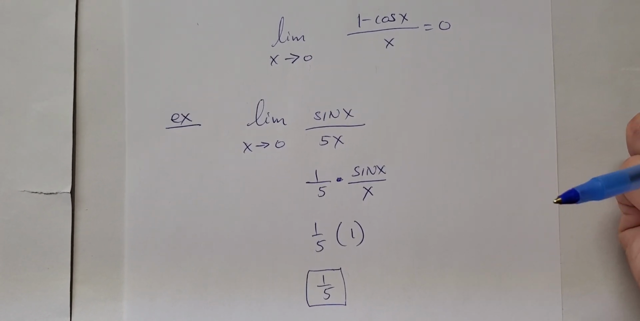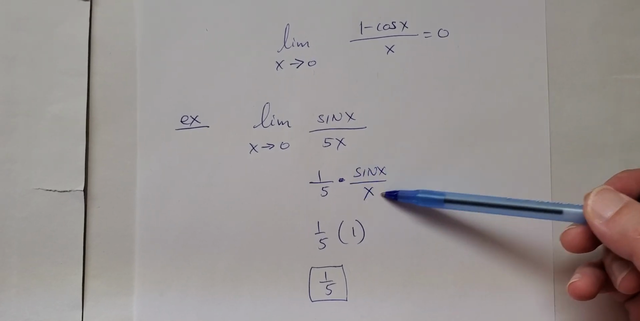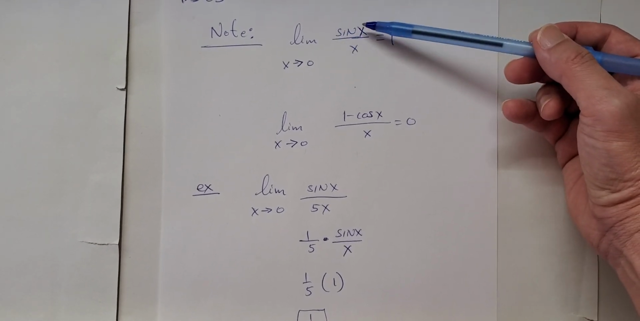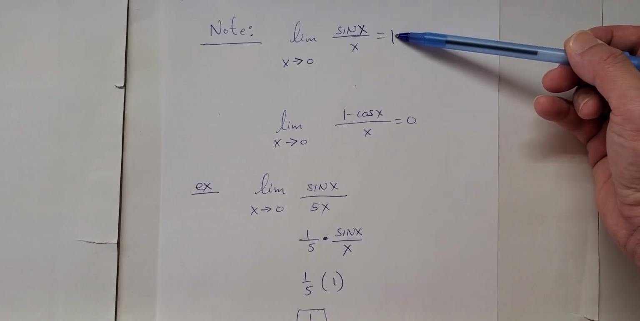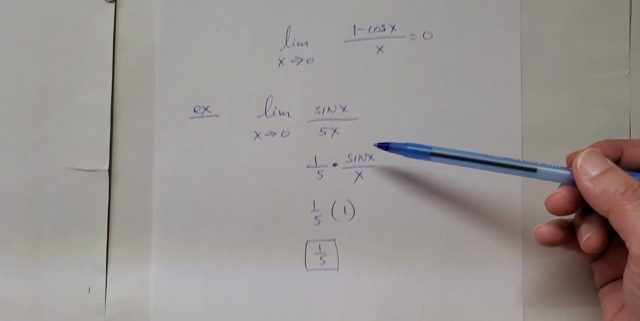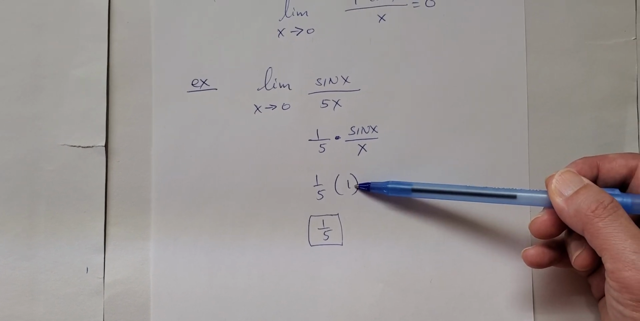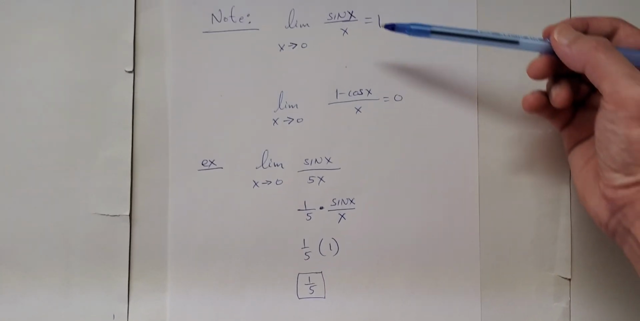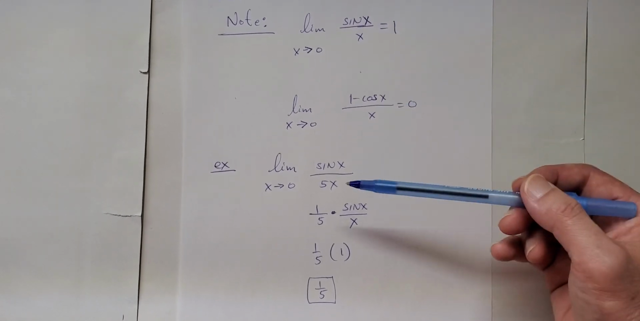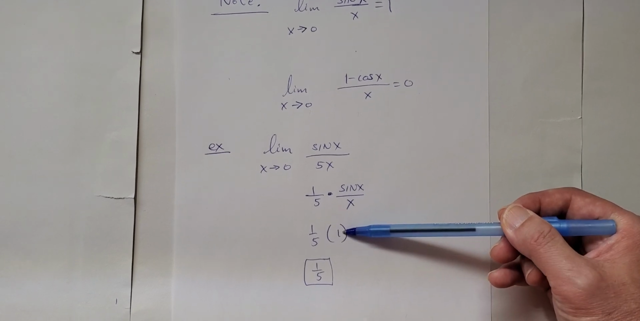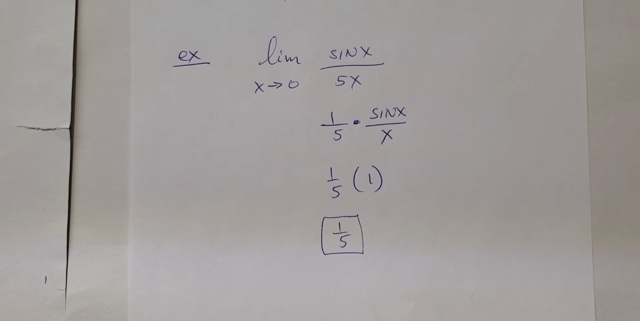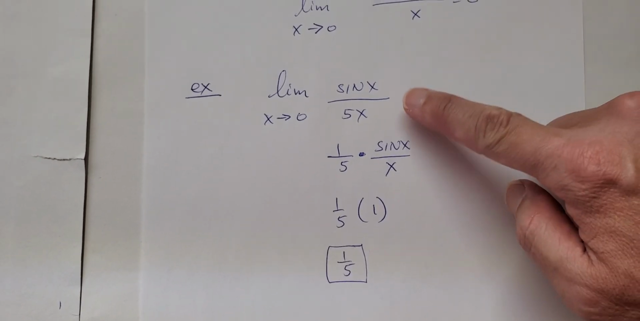If you look at sine x over x, according to the rule, sine x over x is always 1. So just replace this by 1. Where did this 1 come from? From the rule up here: sine x over x is equal to 1. Then 1 times 1 over 5 is just 1 over 5. So this is the answer to this problem.